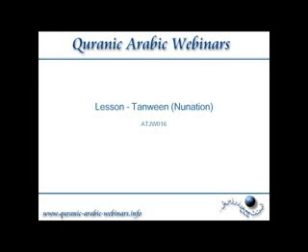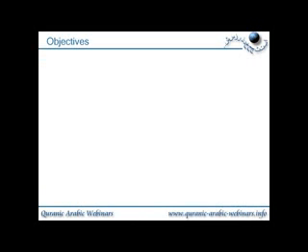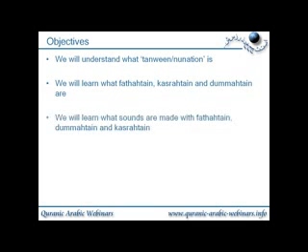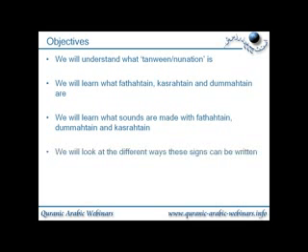This lesson is about Tanween, also known as Nunation. Objectives. We will understand what Tanween or Nunation is. We will learn what fathahtain, kasrahtain and dummahtain are. And we will learn what sounds are made with the fathahtain, dummahtain and the kasrahtain. We will look at different ways that these signs can be written in the Quranic scripts.